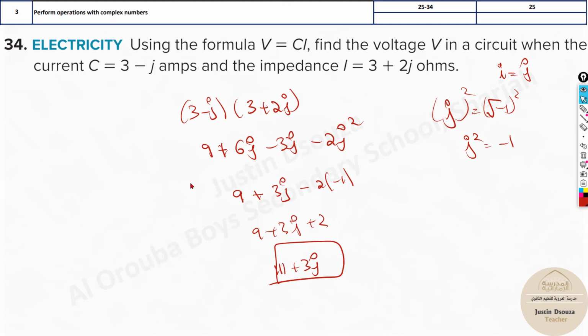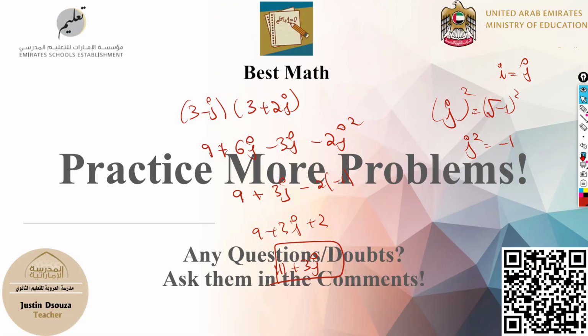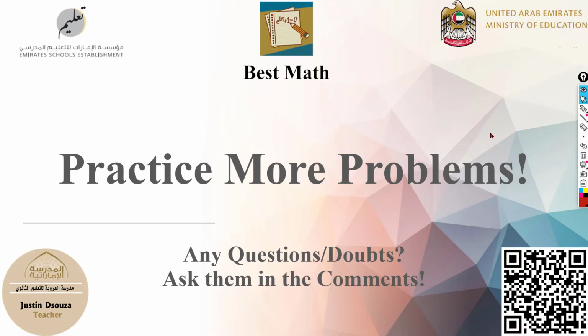So let's check the answers quickly. 11 plus 3J. Now since it's mentioned voltage, it must be written V of volts. That's the end of this part. Very easy. There's no calculator method for this. Please make sure you are careful when you're using distributive property or any other property.